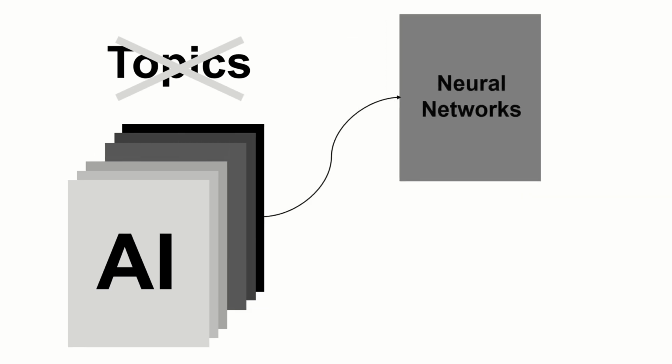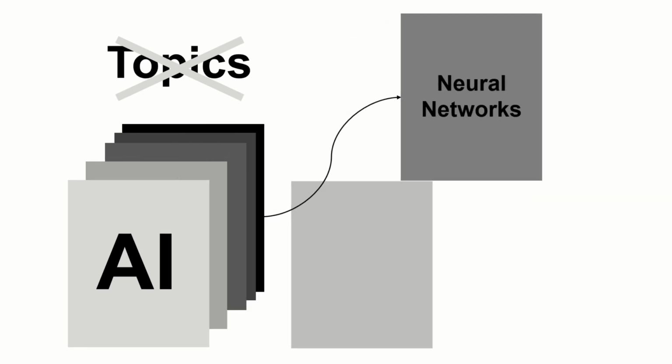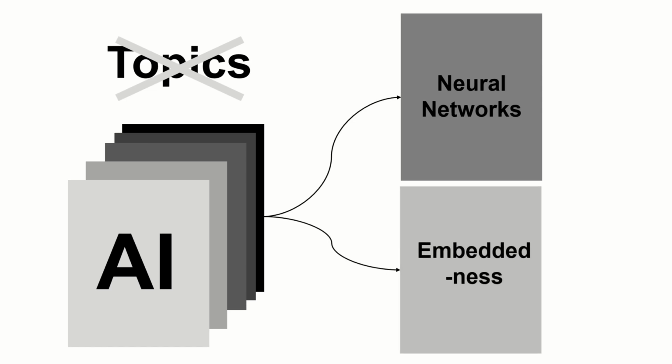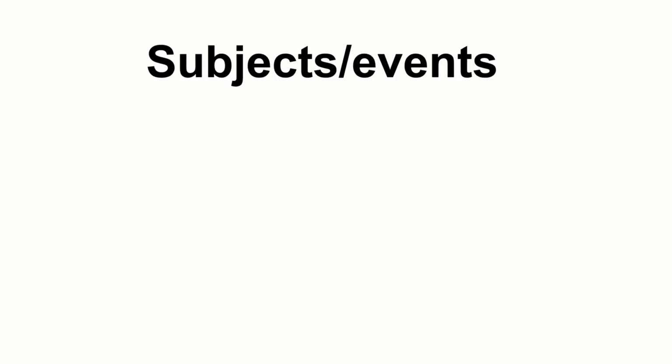For instance, artificial intelligence is not a force of change, it's a broad topic within which many forces of change are to be found, such as the rate of improvement of neural networks, the rate of embeddedness of artificial intelligence technologies in portable devices, and many others. Forces of change are also not subjects or events because subjects and events by themselves are not enough to point towards an outcome, although they often imply an underlying force of change.